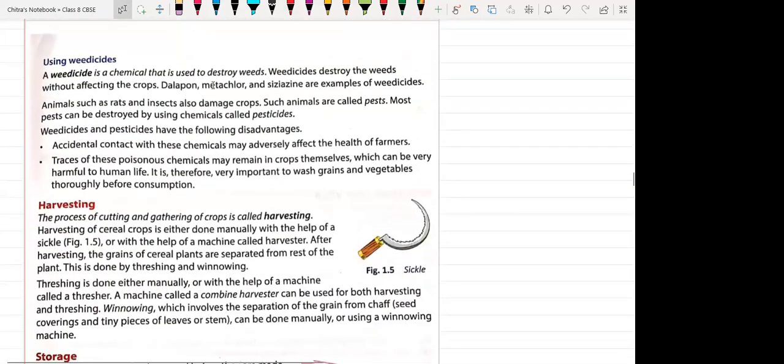Now the second method is the chemical method, called weedicide. A weedicide is a chemical substance which is used to destroy the weeds. They generally have an effect on the weeds only, not on the crop plant.